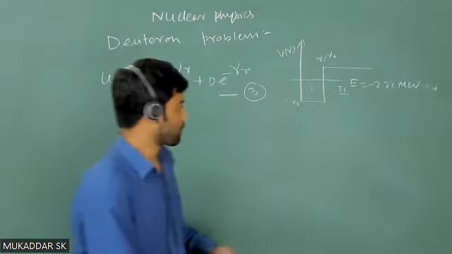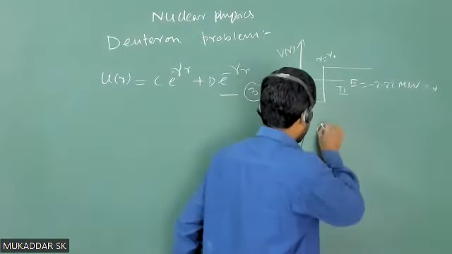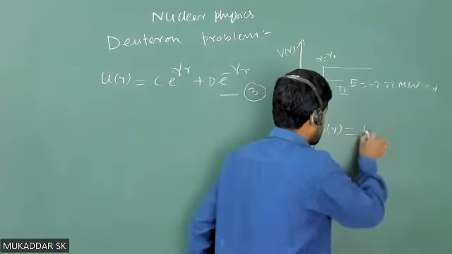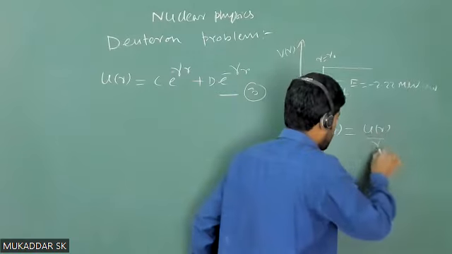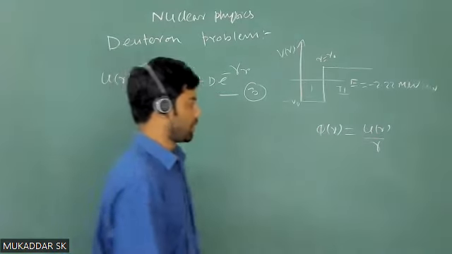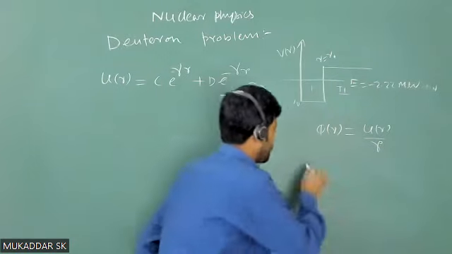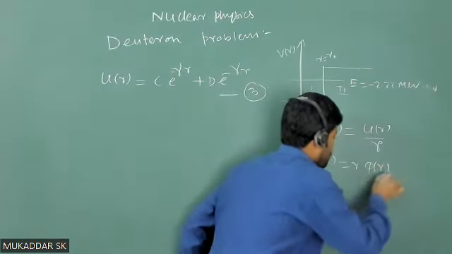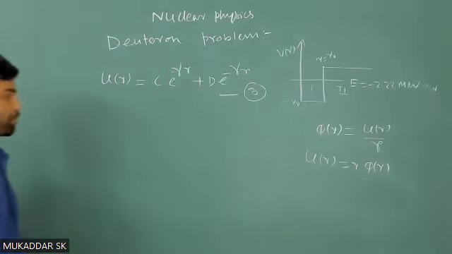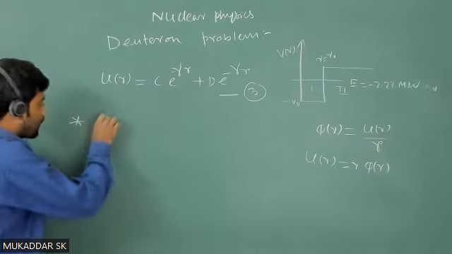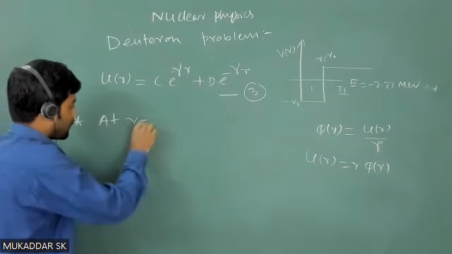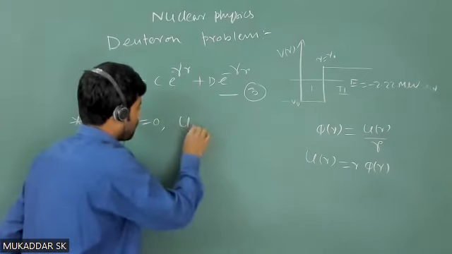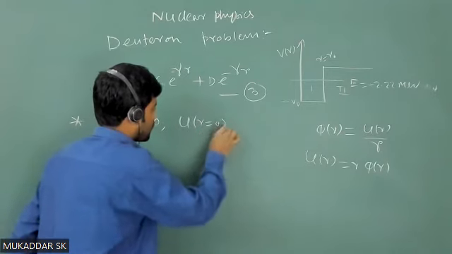Now we'll use the boundary condition. If you remember, phi of r was u of r divided by r. It means u of r will be r into phi of r. So at r equals 0, what will be the value of u?